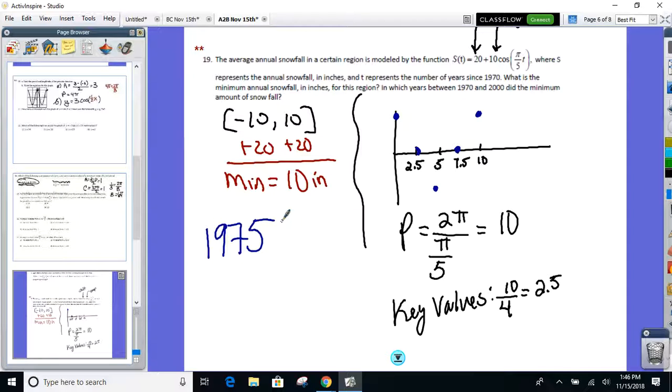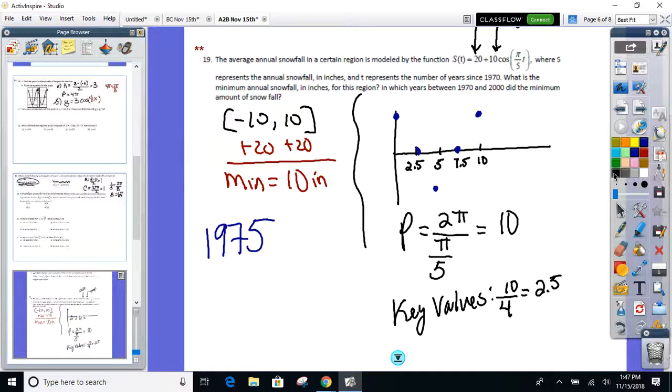Okay, you okay on how we set it up here? And you agree that the minimum happens at 5. That 5 represents the number of years since 1970. So 5 years since 1970 brings me to 1975. Good? Okay. There's more though, right? There's more years than 1975. All right, so let's keep this train going.